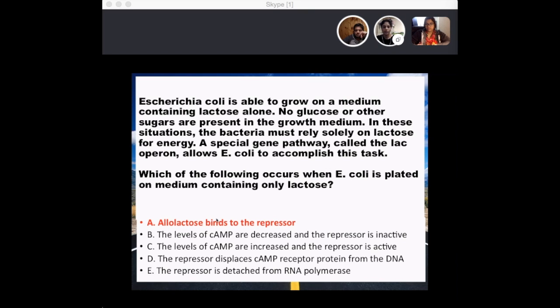Levels of cAMP would increase, but the repressor would stay inactive, so B and C are wrong. Exactly. And the repressor displaces CAP, the cAMP receptor protein, that doesn't make any sense. The cAMP is with the CAP protein, so it has nothing to do with the repressor. The repressor is only associated with binding to lactose and the lacI gene. And even the RNA polymerase, that's the CAP binding site again, so not repressor associated. Sorry, I think I stopped someone from speaking. No, okay.